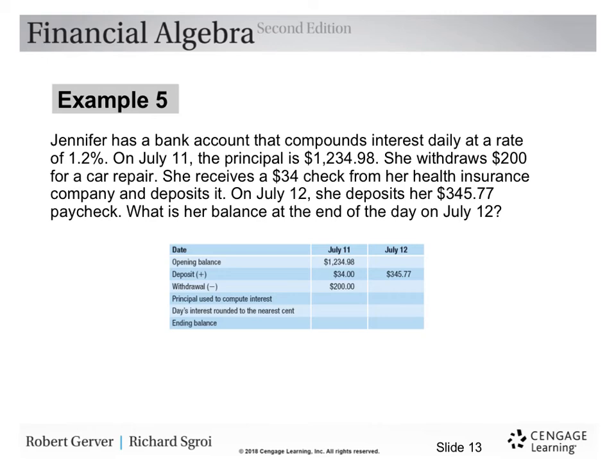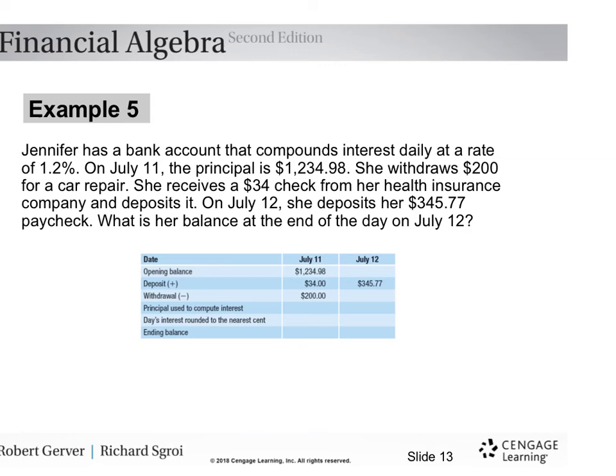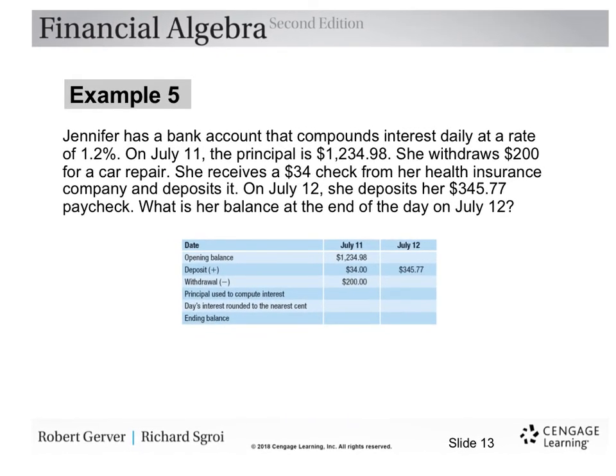All right, so let's take a look at what we're doing here. So we're starting off on the 11th, all right? And that's where she has her principal of $1,234.98. She deposits her health insurance check. She does a $200 withdrawal.